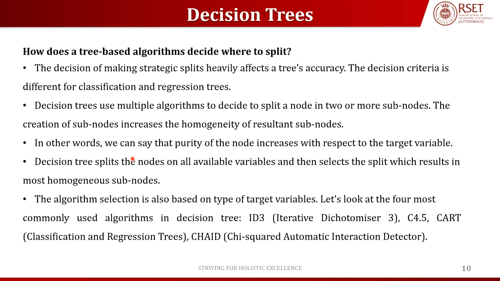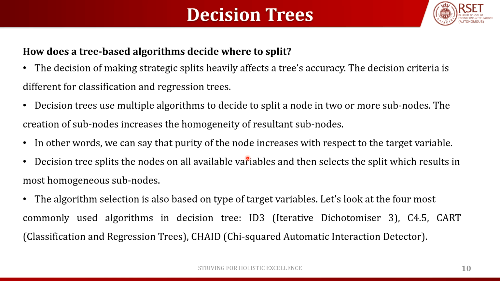Okay, now next is how does a tree-based algorithm decide where to split? Now comes the biggest question: how does it decide the split? The quality of these splits makes a huge difference in the tree's accuracy. The main goal is always the same: to make the resulting groups or subnodes as pure and homogeneous as possible. In other words, after each split, the tree tries to make sure that the nodes contain data that is very similar with respect to the target variable. So every time a split is made, the purity of the nodes increases.